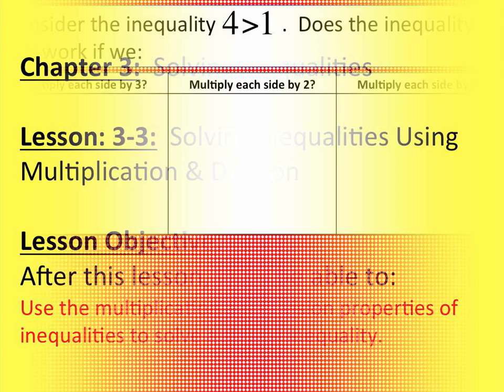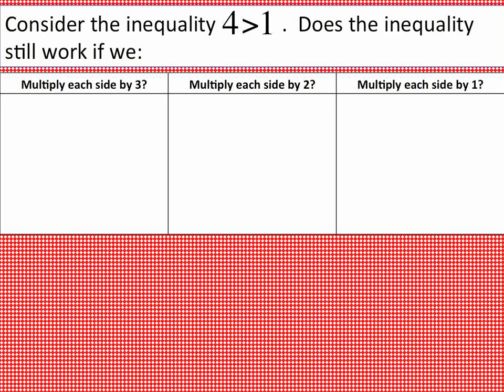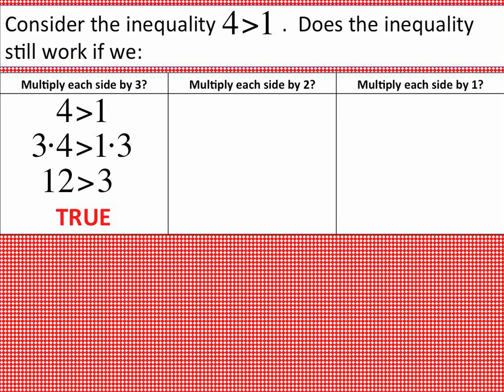Alright, here we go. So consider the inequality 4 is greater than 1. Well, 4 is greater than 1. That's true. Does the inequality still work if we multiply each side by 3? Well, let's take a look. If I start with 4 is greater than 1, and I multiply each side by 3, I would wind up with 12 is greater than 3. Is that true? 12 is greater than 3. That is true. So we're all good to go.